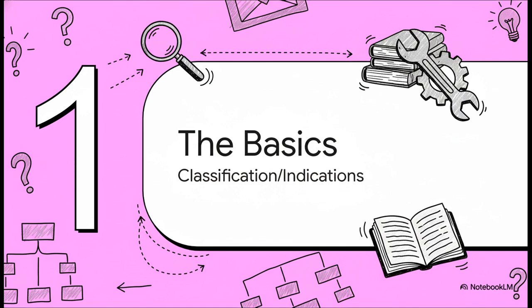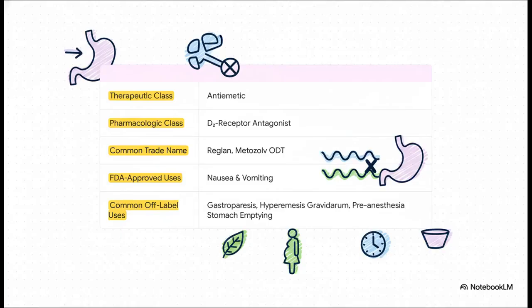Before you use any tool, you've got to know what it is and exactly what it's for. Okay, check this out. The therapeutic class is simple. It's an antiemetic. It stops nausea. Easy enough. But it's the pharmacologic class, a D2 receptor antagonist, that's the real key. Seriously, that one little phrase tells us how it works, and it gives us a huge clue about the side effects we need to be on the lookout for.